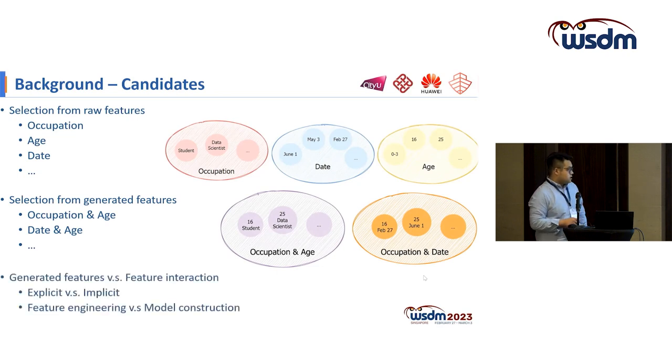It is worth noting that selection from generated features is different from the feature interaction search we will introduce in the following sections. Selection from generated features is conducted in an explicit way during the feature engineering process, while feature interaction search combines features in an implicit way during the construction of the model.